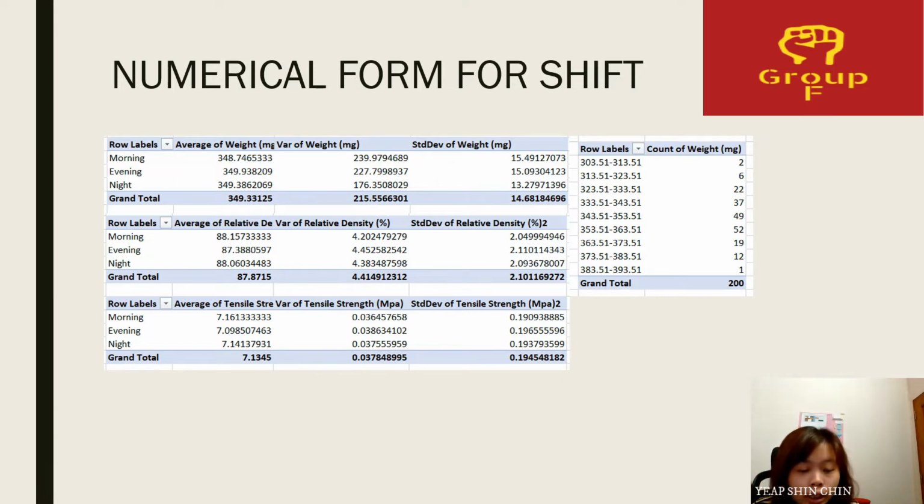Next, we will go to the category tensor strength. So we will find average of tensor strength, variances of tensor strength, and also standard deviation of tensor strength. Okay, then we will do the range for the week, and then we will do the count for each range.